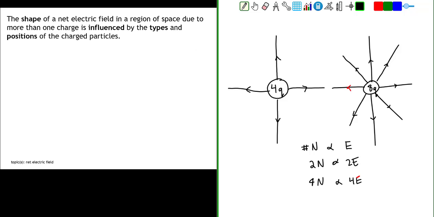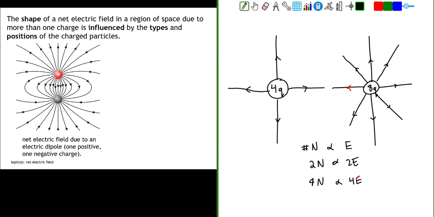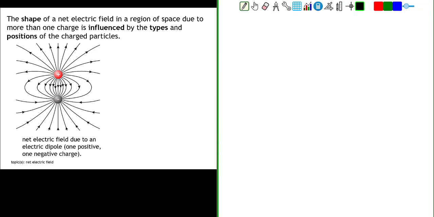The shape of a net electric field in a region of space due to more than one charge is influenced by the types and positions of the charged particles. Here, we have an electric field due to an electric dipole. An electric dipole is just an arrangement of a positive and a negative charge. Each charge has the same magnitude of charge, it's just that one is positive and one is negative.